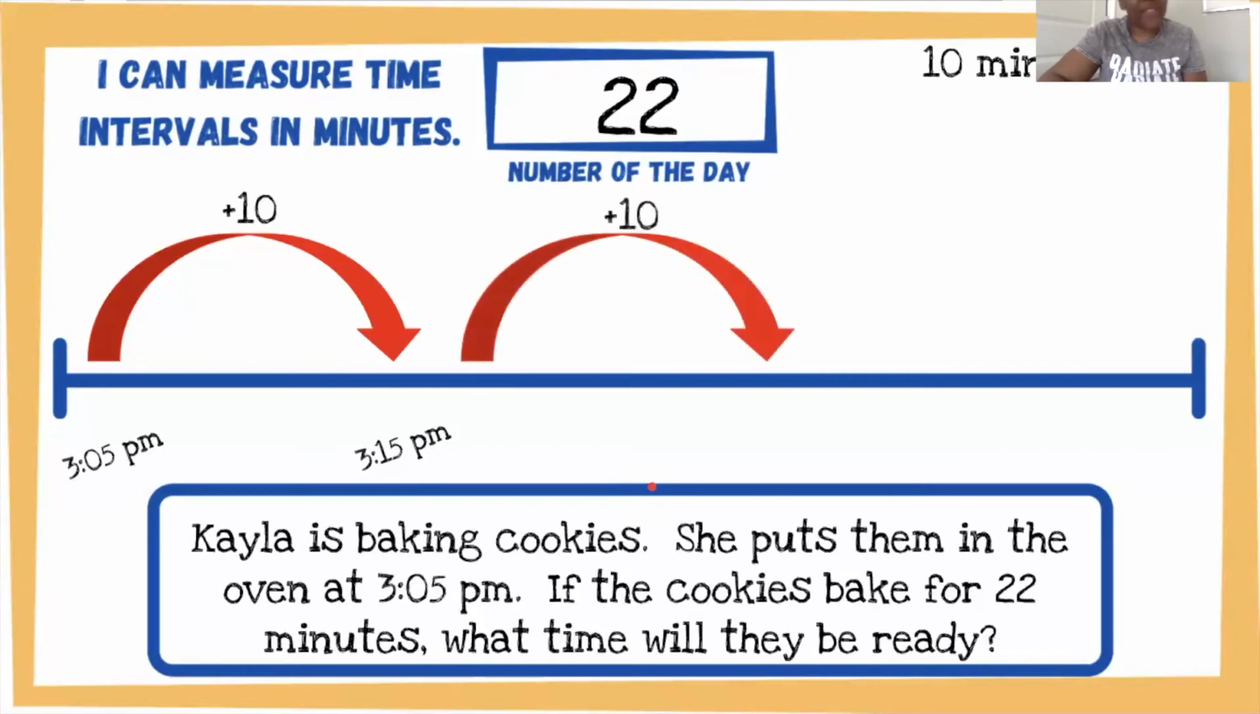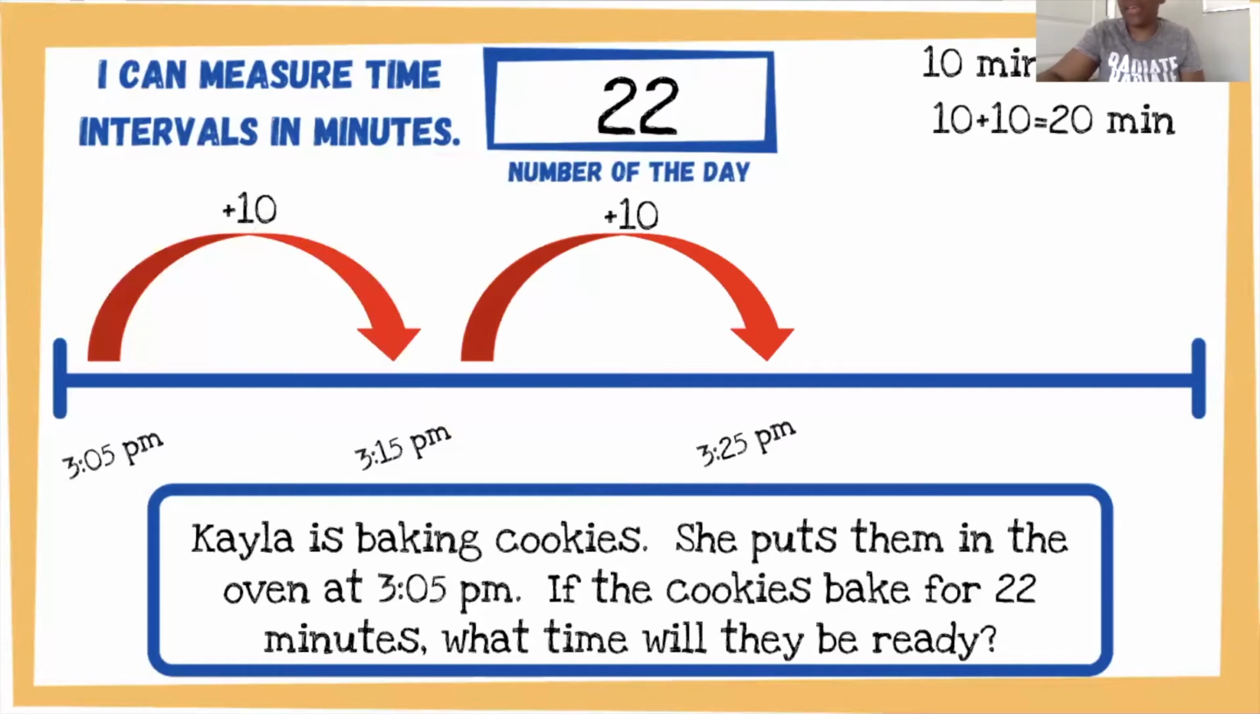All right, we've now moved 10 more minutes into the future. And if the time was 3:15 and we move 10 minutes into the future, what time is it now? You got it. The time is now 3:25. So at this point, how many minutes into the future have we moved? We have 10 and 10. So we've moved a total of 20 minutes into the future.